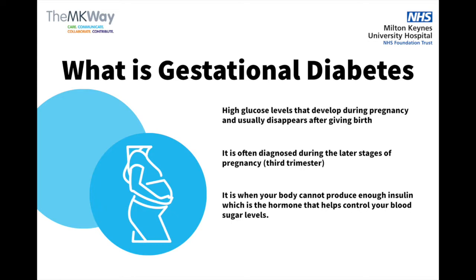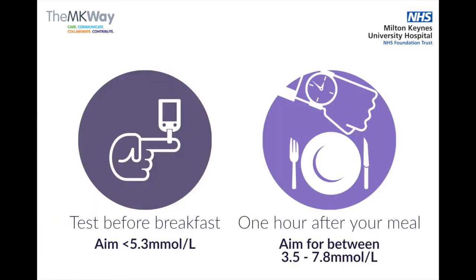Gestational diabetes occurs as the body is unable to produce enough insulin to meet the extra needs in pregnancy. Insulin is a hormone produced by the pancreas that helps to control blood sugar levels. In pregnancy, it is important to keep your blood sugars at a constant level. That's why you have been given a glucose meter to test at home. It is advised to test before breakfast and 1 hour after each meal. This will give you an idea of what is happening to your blood sugars during the day and night.